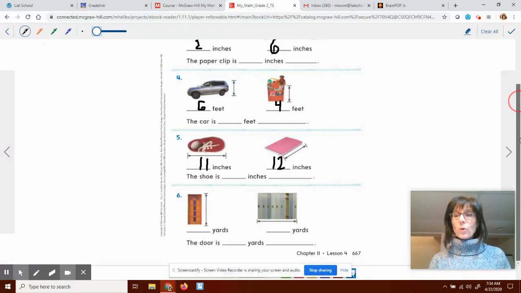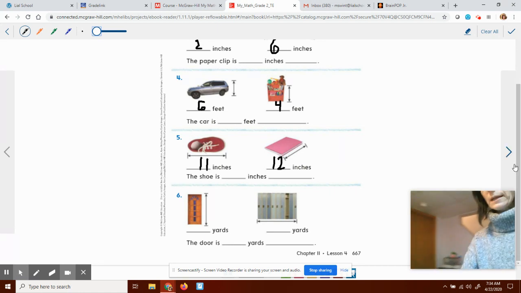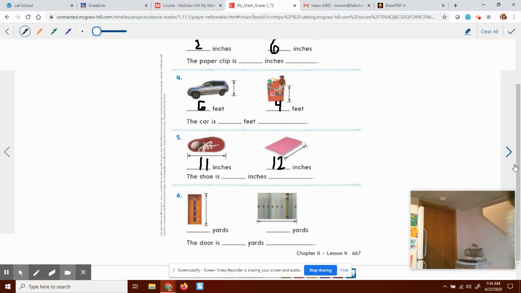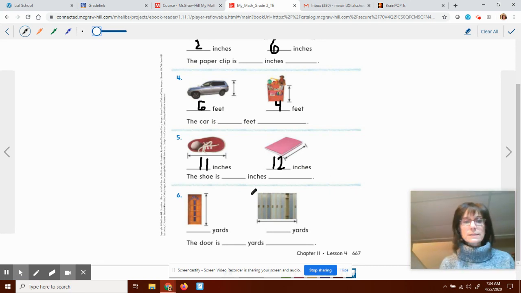Then we have a door. So Mrs. Swint is going to go ahead and measure the door. This one is in yards. So Mrs. Swint is going to go over here. All right. 1 yard. 2 yards. It's about 2.5. I'm going to say it's 3 yards, just to make it a little simpler for today.